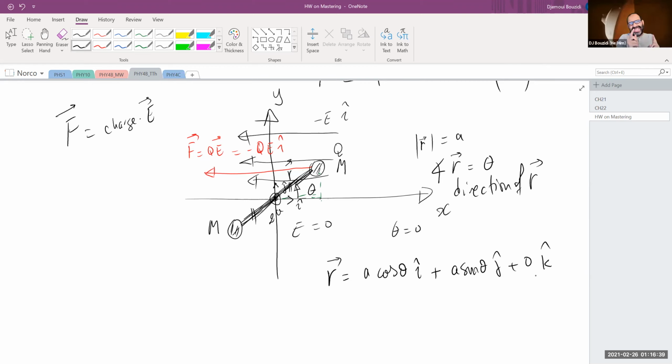Okay, R has a fixed length. It does not change because the mass is attached to it. The only thing that changes is its direction, theta, potentially. And because of this force, it will change, okay? Now, what else do they ask in here?